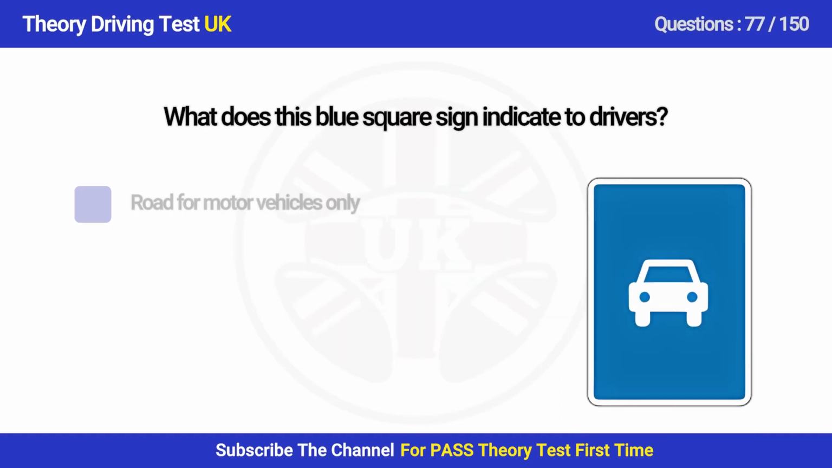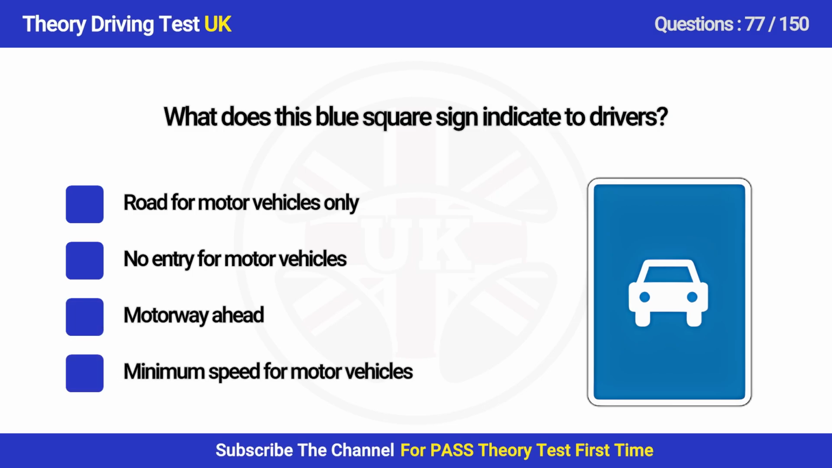Question 77. What does this blue square sign indicate to drivers? A. Road for motor vehicles only. B. No entry for motor vehicles. C. Motorway ahead. D. Minimum speed for motor vehicles.